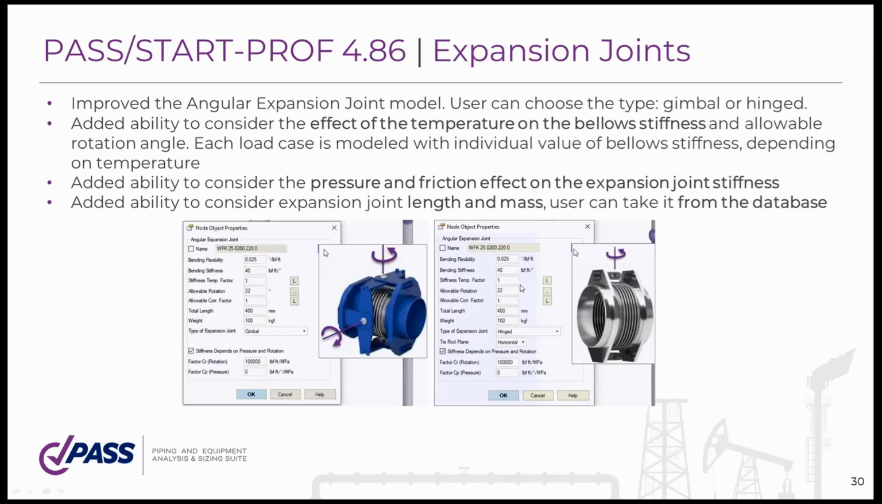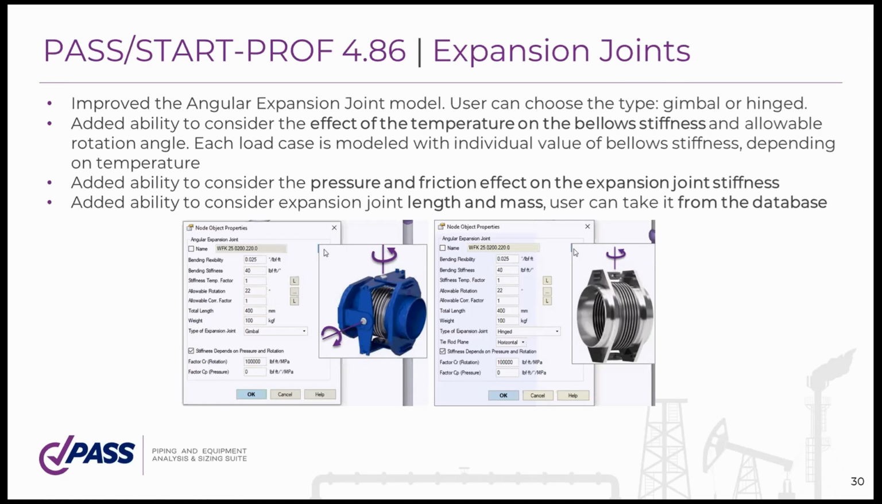Another feature is the improvement in modeling of expansion joints. For example, to the angle expansion joint, we added the ability to choose one of the two types. It's gimbal or hinged expansion joint, like this. Also, we added the ability to consider the effect of the temperature on the bellows stiffness and the allowable rotation range.